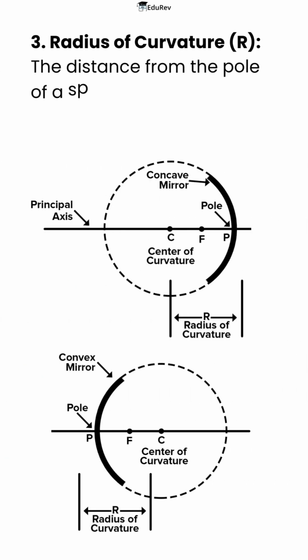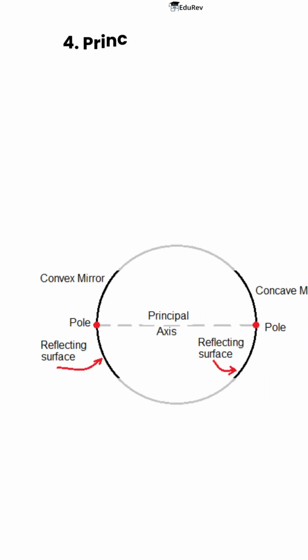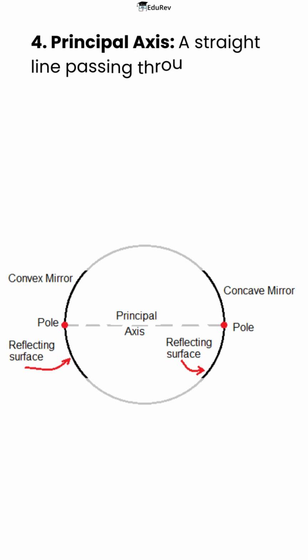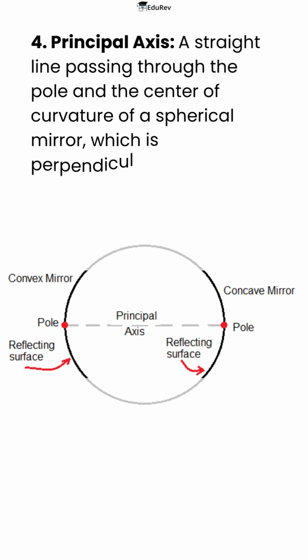Radius of curvature. Radius of curvature is the distance from the pole of a spherical mirror to its center of curvature, C. Principal axis. Principal axis is a straight line passing through the pole and the center of curvature of a spherical mirror, which is perpendicular to the mirror at the pole.